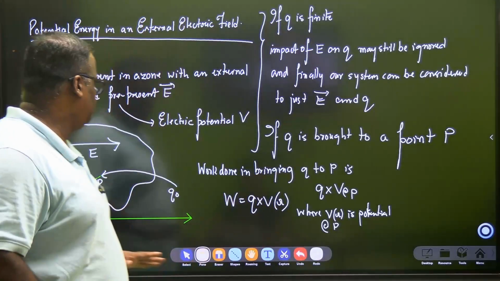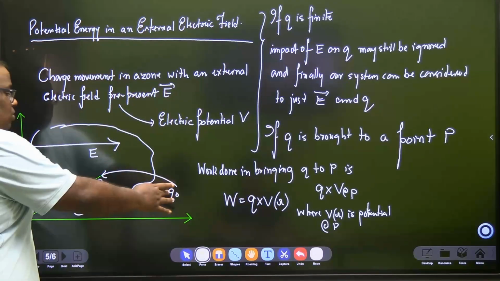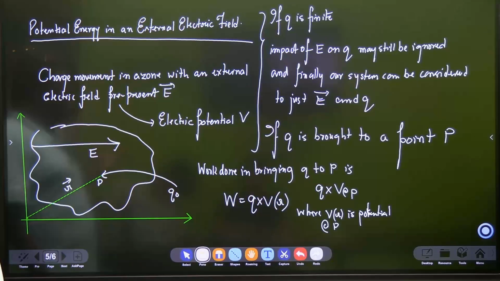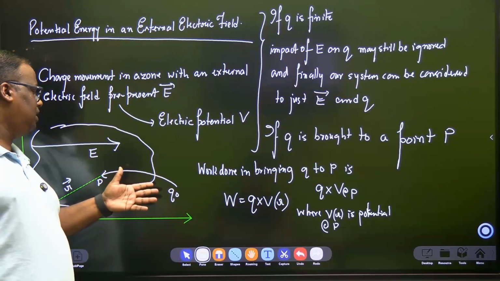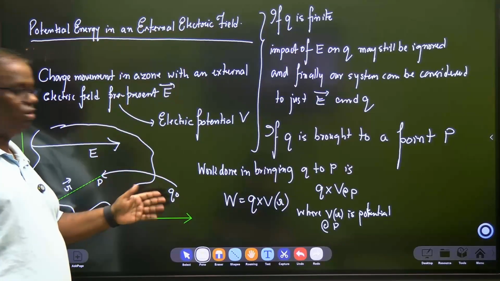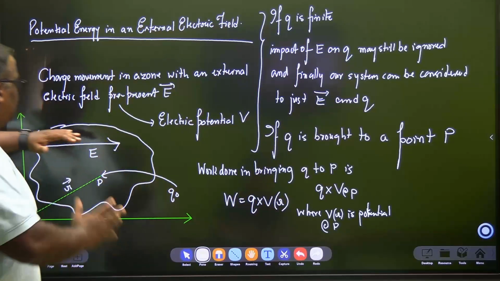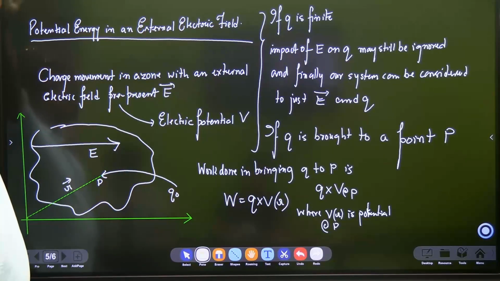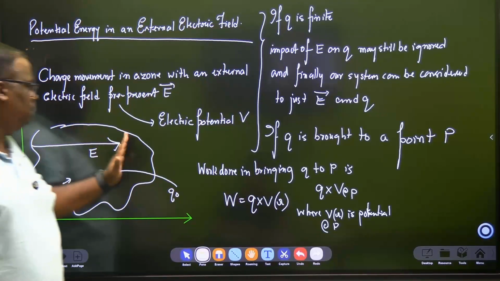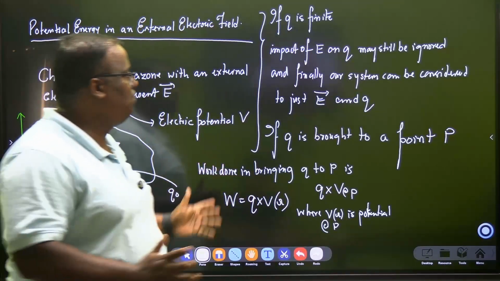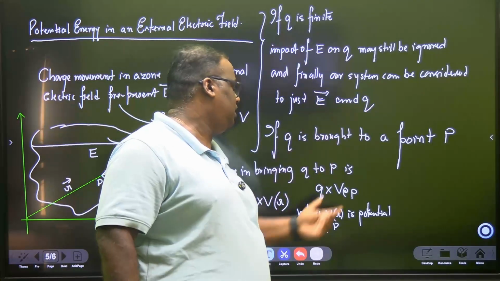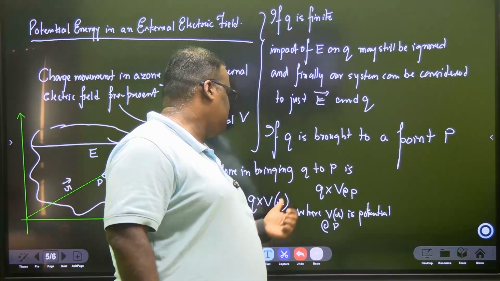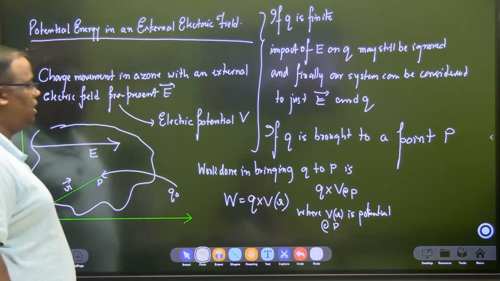Now, if Q is not Q naught, if it is some finite value, does it have some influence? Well, we consider that there is no influence of E on Q naught, no matter how big this is. Either this E is due to charges which are far away, or at infinity there is a fixed value only. So our system finally comes down to just the E and a Q. Both do not interfere with each other. And at that place, we say it is Q into V(R). What is the significance of this?